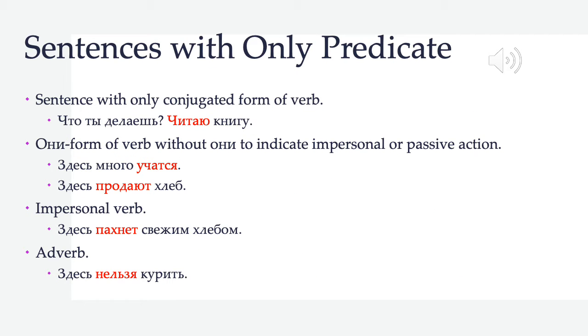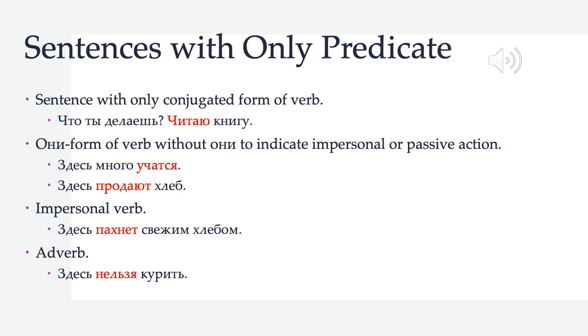Sentences that only contain the predicate are quite common in Russian. Here are some of the common examples of such sentences. We can have a sentence that just has the conjugated form of a verb. It does not have the pronoun or the person that is the subject of the verb. It just has the conjugated form of the verb. And because Russian has a full conjugation of each verb, you don't always have to include the subject to know who is performing the action.